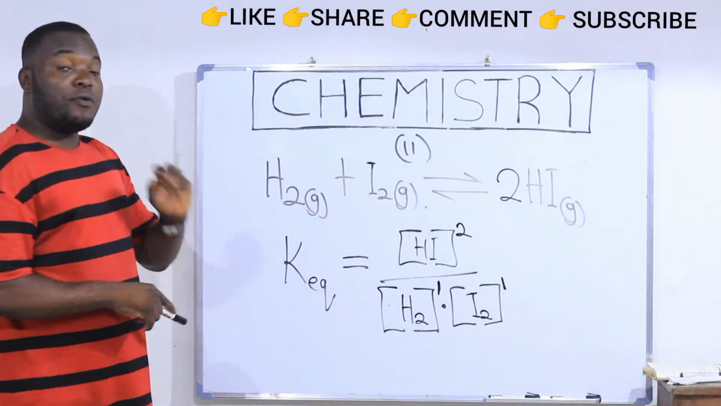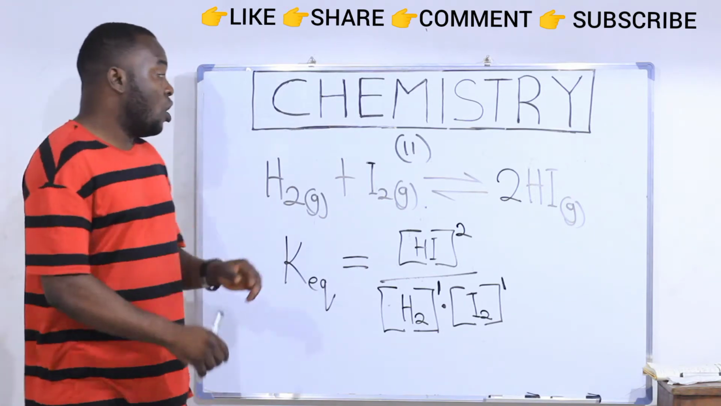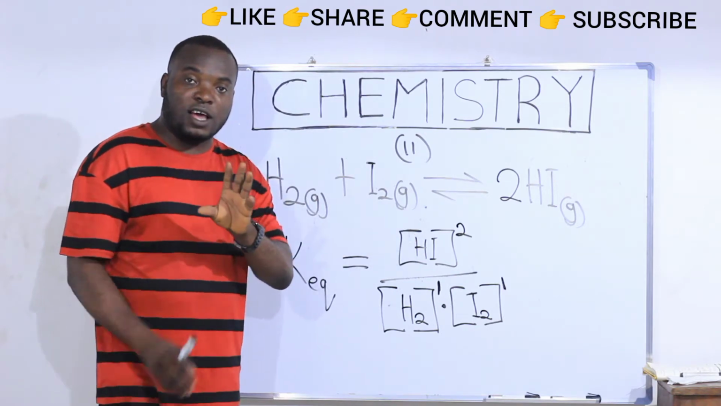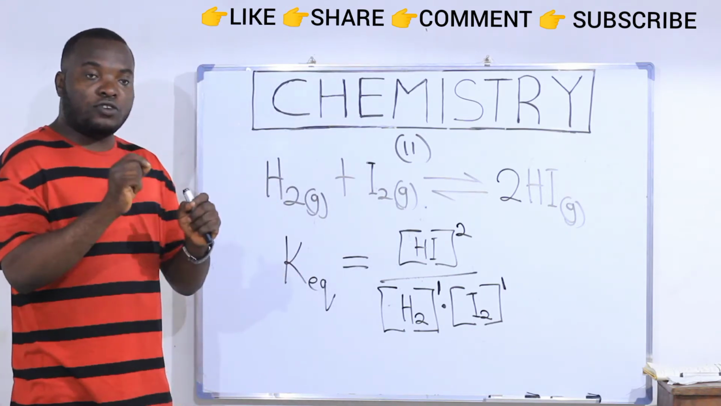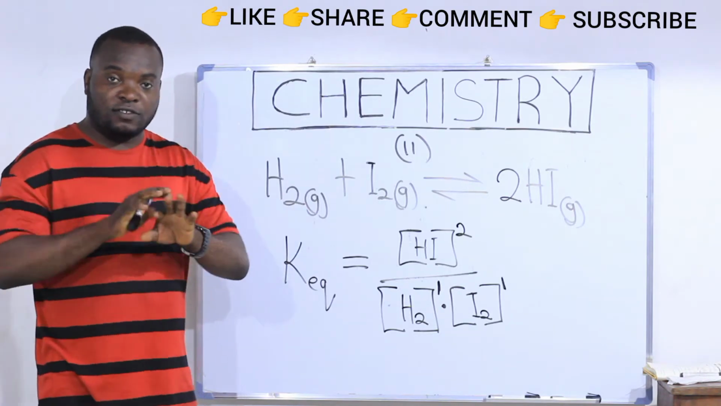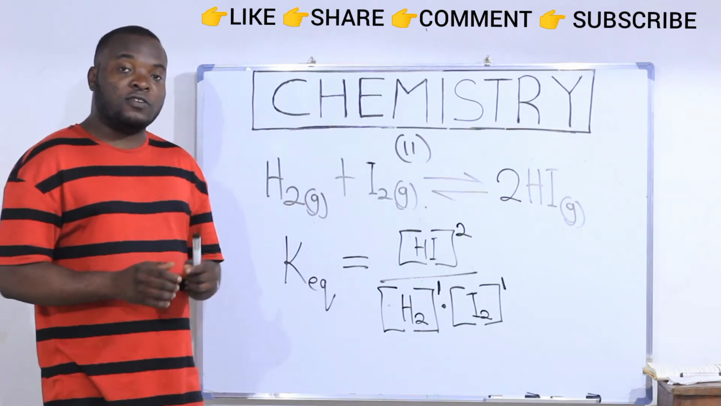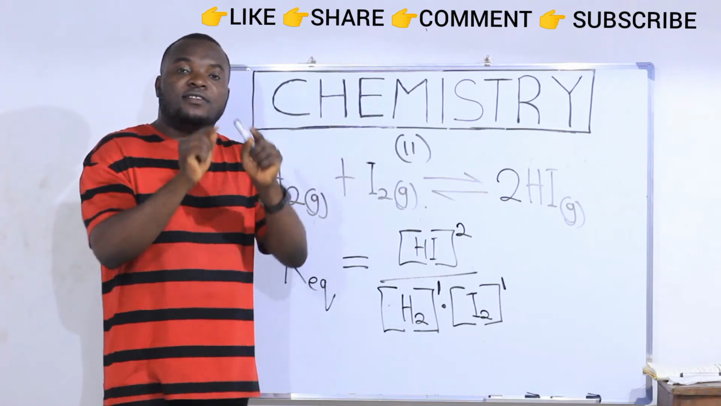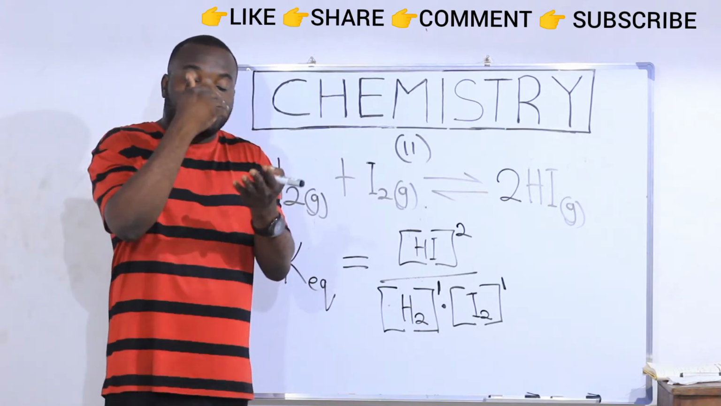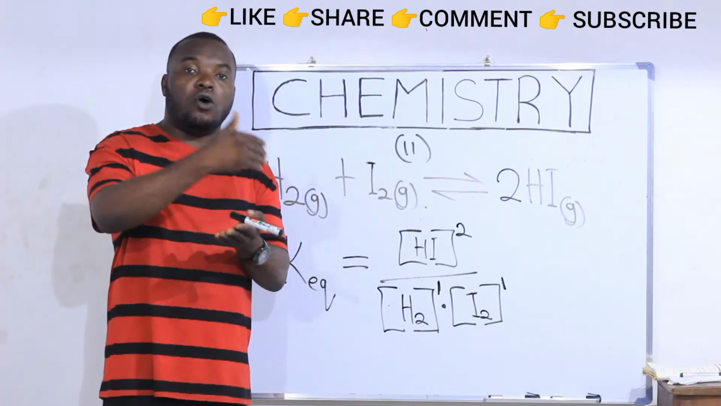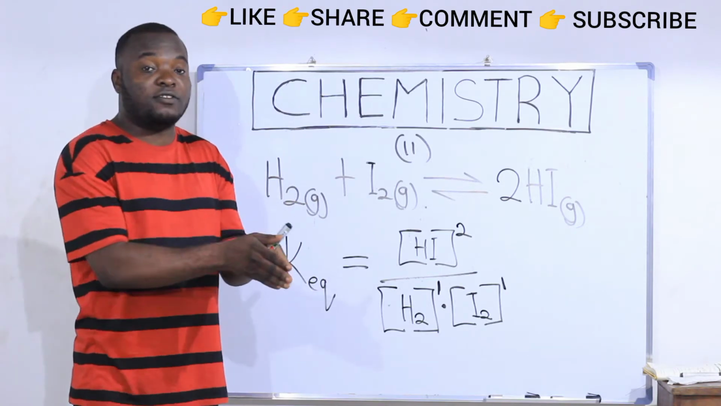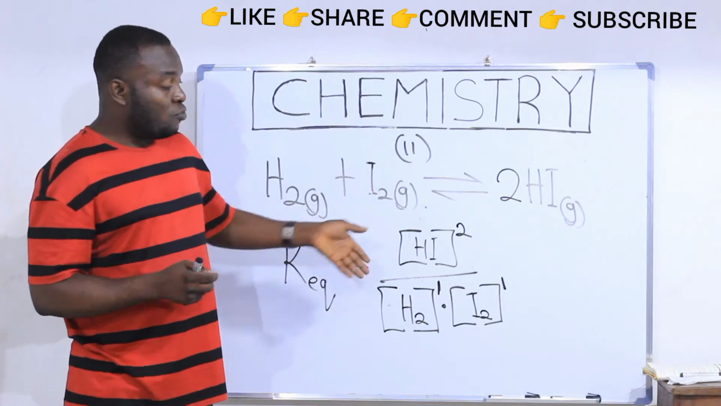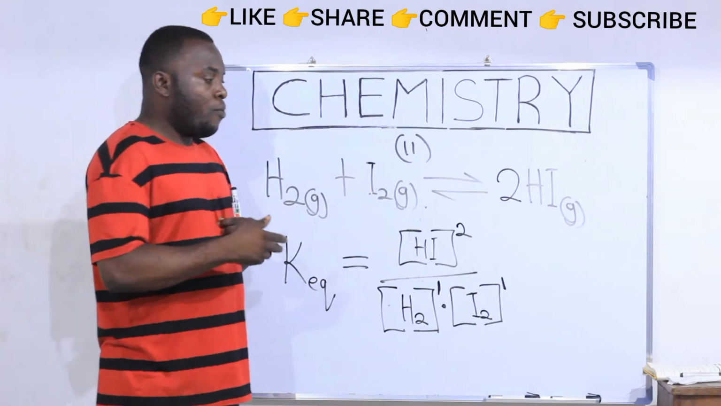Note this: when writing expressions for equilibrium constants, only substances in gaseous and aqueous states are considered, while those in solid and liquid states are not considered. Why? Because it is assumed that the concentration of substances in solid or liquid states at equilibrium is equal to 1. So that is why we don't deem it necessary to bring them into the expression. We are going to solve more examples.